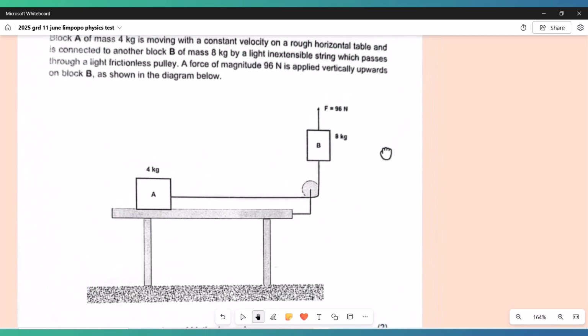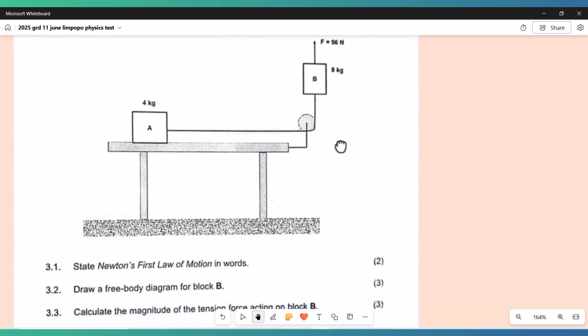Now block B, as you can see, is in the air. So there is the applied force, then the tension, and then the weight. If the body is on a surface, you're going to have a normal force, but in this particular case we have the applied force, the weight and the tension. So our block would be something like this. One force is pulling upwards, and the other is pulling downwards.